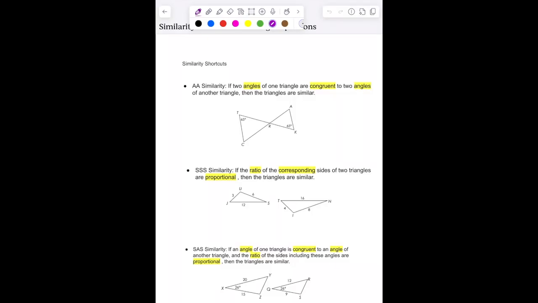In this video, we're going to cover similar triangles, mid-segments of triangles, setting up and solving proportions with triangles, so a lot of different things about similar triangles.